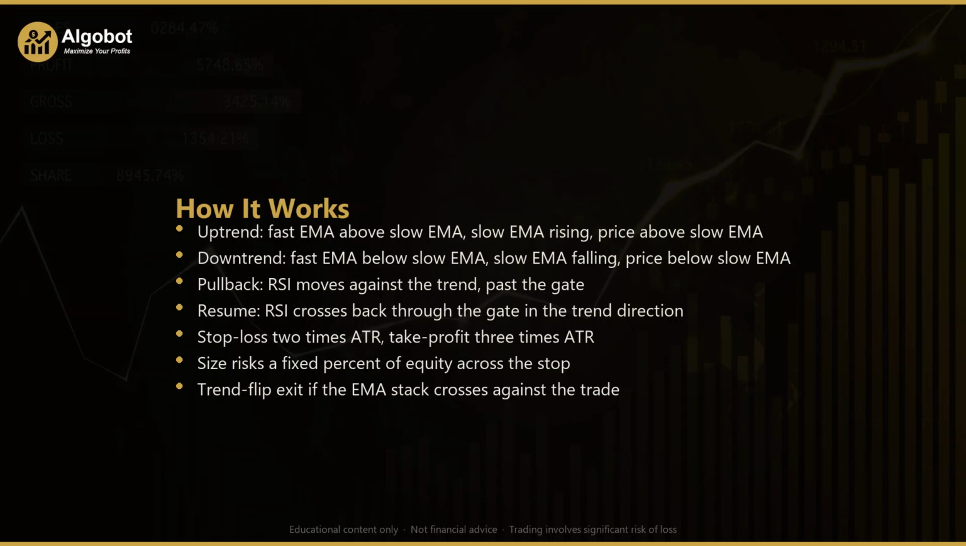In an uptrend, the strategy watches for RSI to first dip below 45, showing a pullback, and then cross back up through 45, showing momentum resuming with the trend. That upward crossing is the long entry condition. In a downtrend, it works in reverse. RSI must first rise above 55, then cross back down through 55, and that downward crossing is the short entry condition. When a long entry appears, the EA sends a buy order at the ask price.